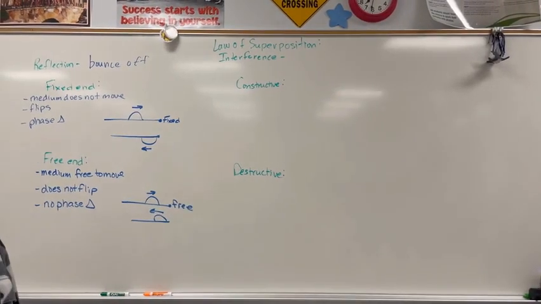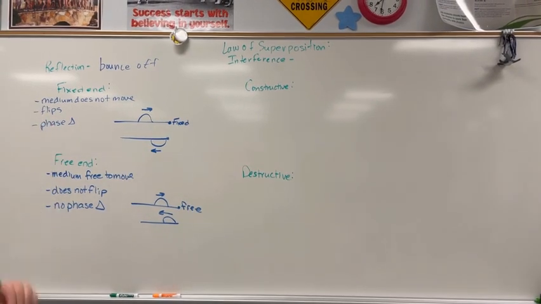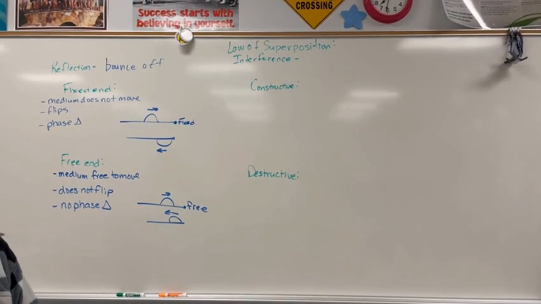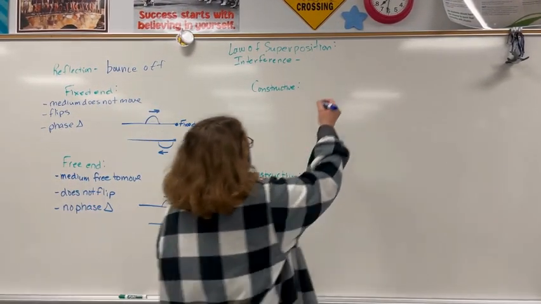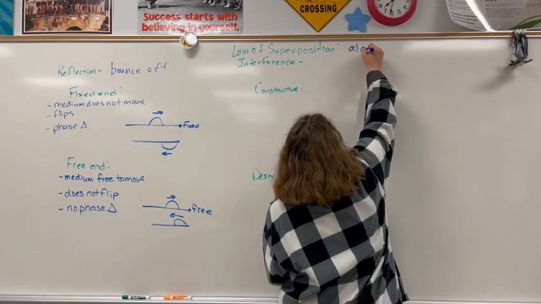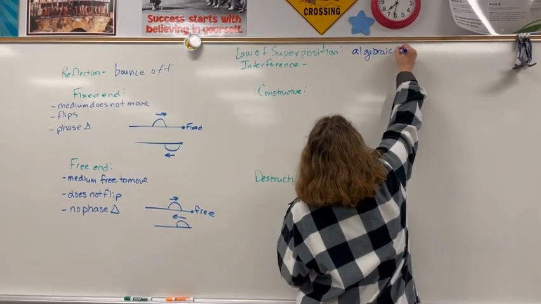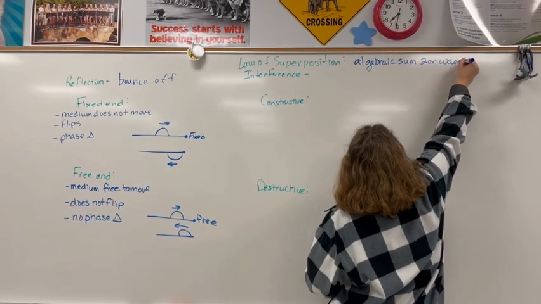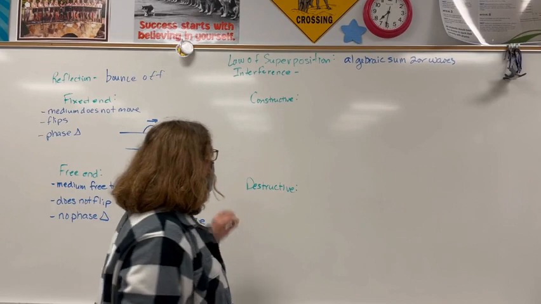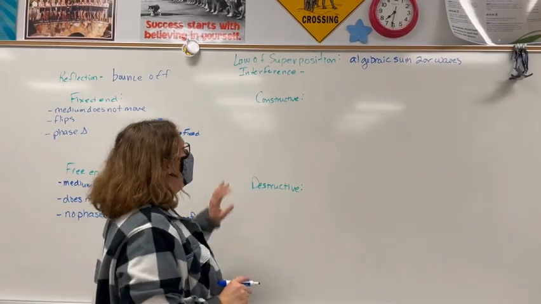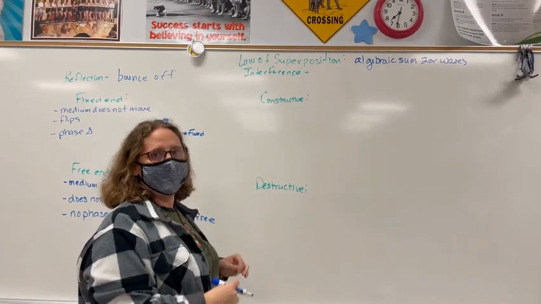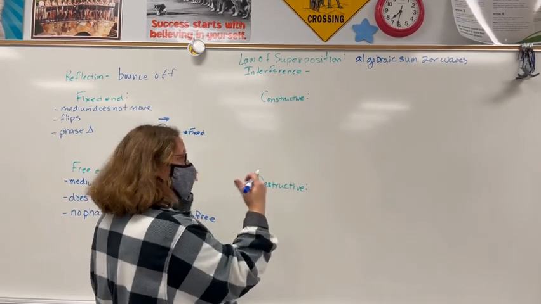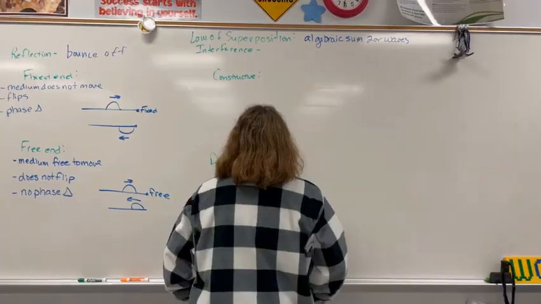Okay, so we're going to talk about interference, and the first thing that goes with that is the law of superposition. It's basically just the algebraic sum of 2 or more waves. Now, there's 2 types of interference. There's constructive. You can think of these as being added together. They're in phase, meaning they're in the same, either up or down.